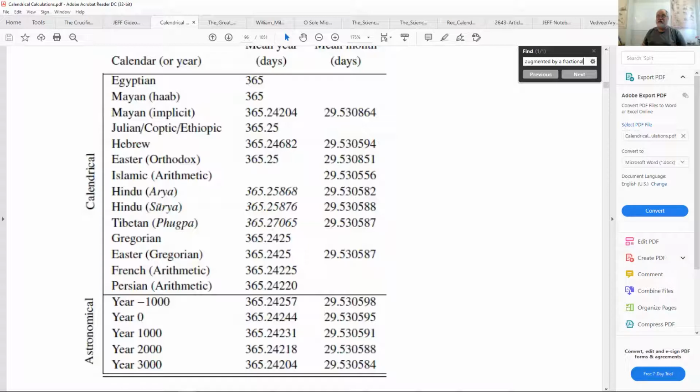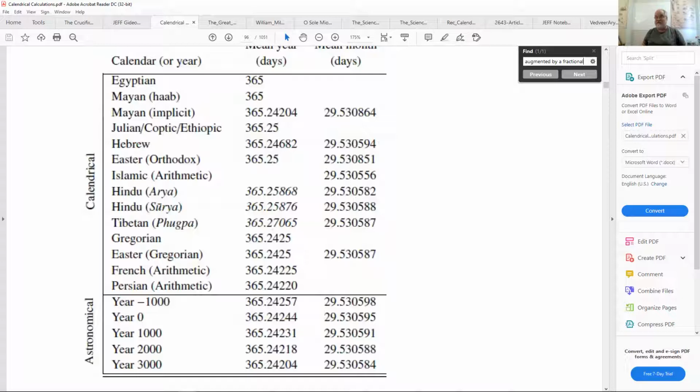The Julian, Coptic, Ethiopic has 365 and a quarter days. The Hebrew, 365.24682. The Easter calculation for the Orthodox is 365 and a quarter. The Islamic doesn't particularly have a length of the year because they just have 12 months, and that can vary. The Hindu calendar, the different types of Hindu calendars, Tibetan calendar, Gregorian, etc.